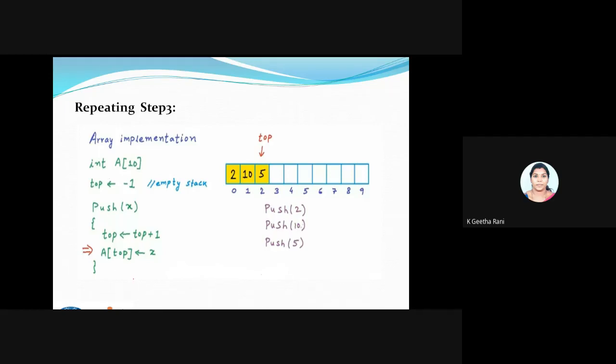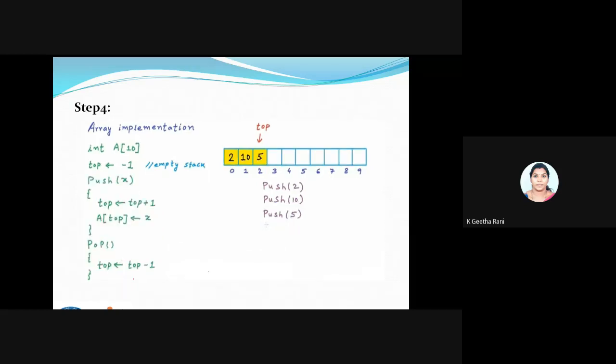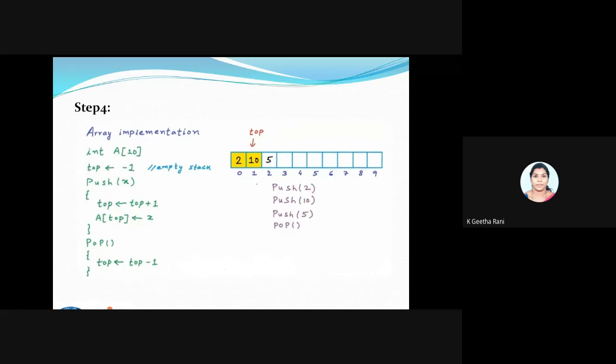Now we will see how pop is going to work. If I'm going to give a pop, what I have to do is just decrement your top. That is more than enough. So pop of top is equal to top - 1. What happens now is I'll be decrementing the top. So top - 1 is just decrementing the top.